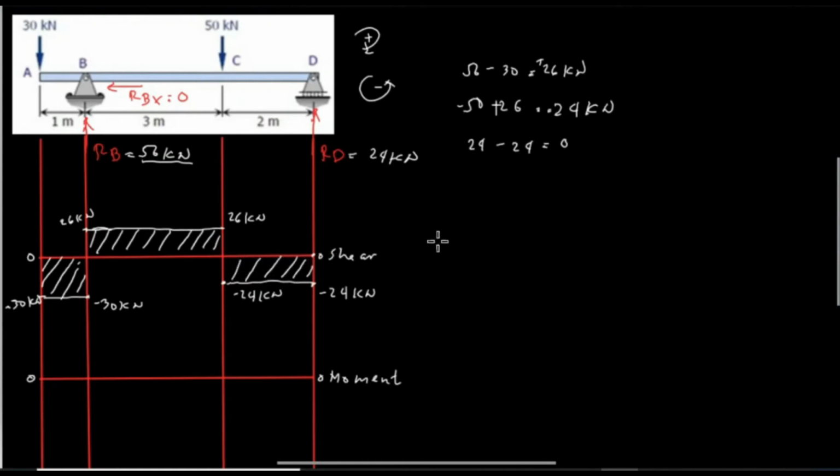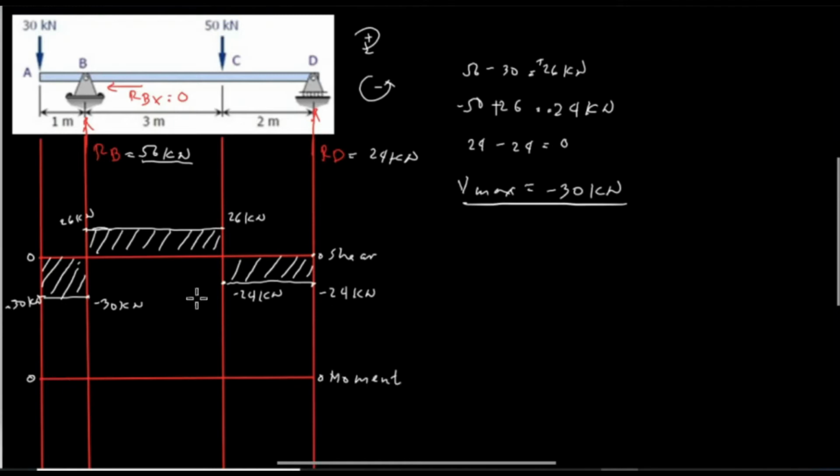And for shear values we have a maximum value for V, which is a shear maximum. The maximum value for shear is negative 30 kilonewton. So we have now the shear values from A to D. Then we'll go to the moment.